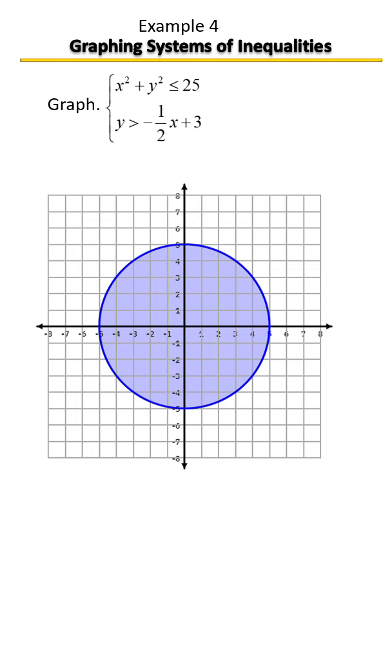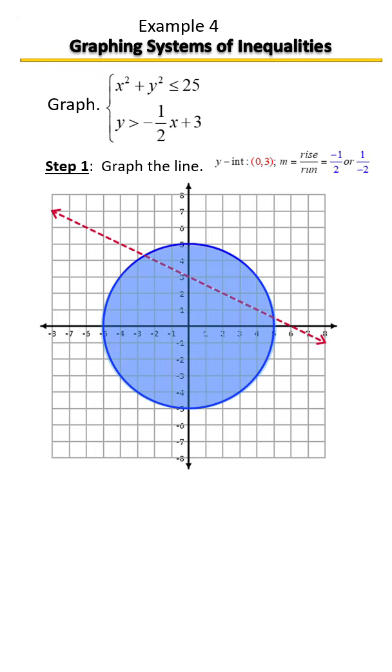Now let's graph line 2. Line 2 is a linear equation. So we can graph that by step 1, plotting the y-intercept, which is 0, 3, and using our slope to rise and run to our next point on the line. We're going to sketch what type of line? Yes, you got it, a dashed line, because you don't see a line underneath. So let's go ahead and get that line there.